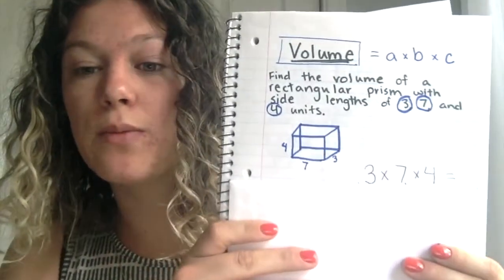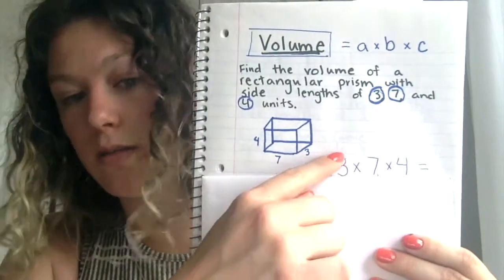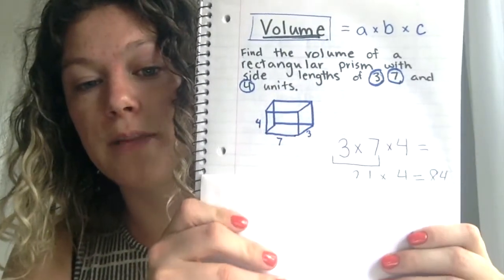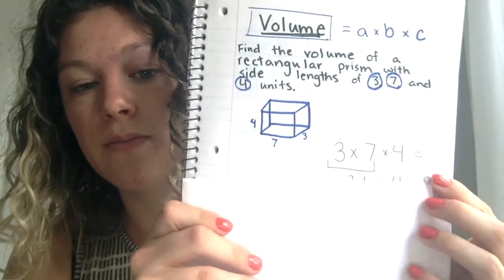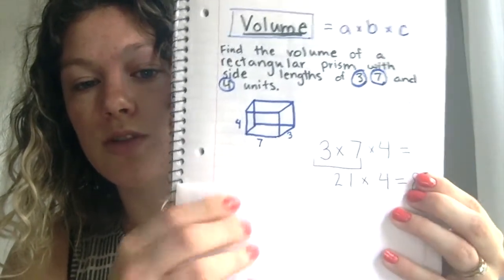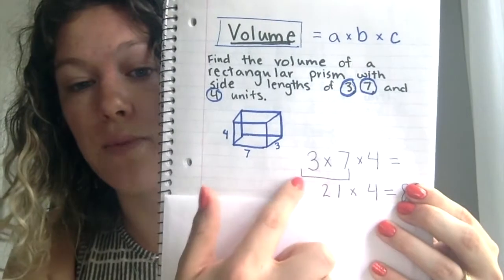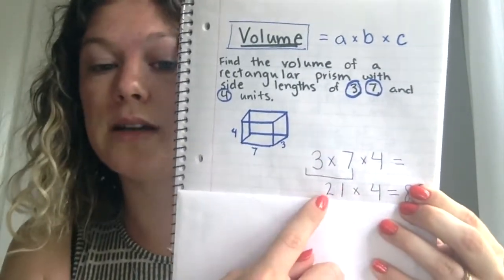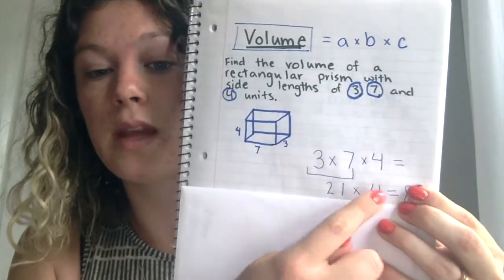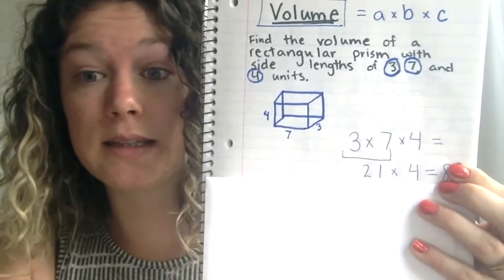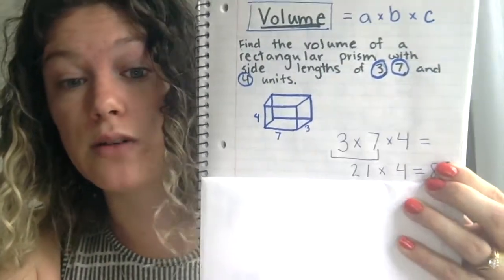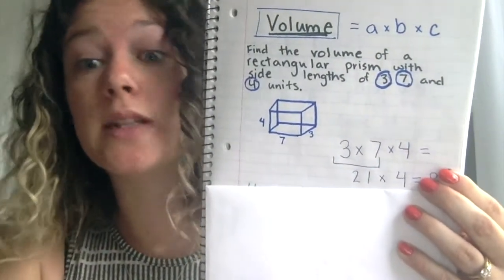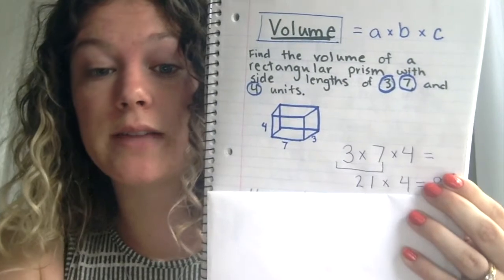Okay? And when we're multiplying, we're just going to start with multiplying the first two. So I'm going to multiply 3 times 7, and I'm going to get 21. So I kind of drew that bracket to show that I'm doing 3 times 7. So now I'm going to do 21 times 4. I want you to go ahead and write this out and do it on your own. It's a simple multiplication problem. If you need to pause the video real quick, go ahead and do that.